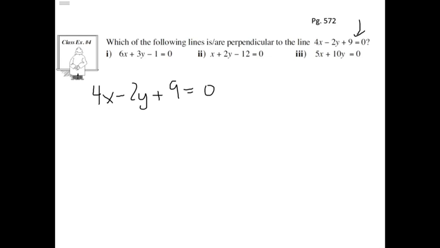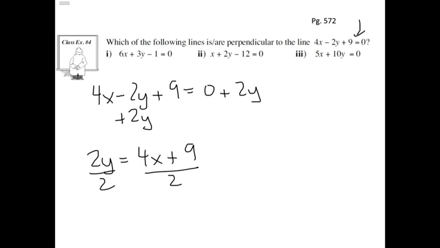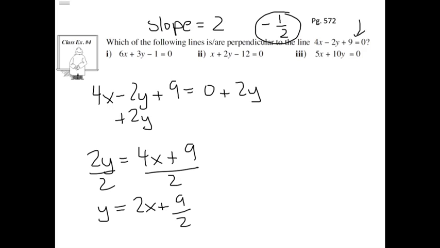Let's move the y over. So we're going to add 2y on both sides. What you're left with is 2y = 4x + 9. Divide this by 2, divide this by 2. We know that y = 2x + 9/2. That means that our slope is 2, and if we want a perpendicular slope, we're going to have to look for -1/2. That's what we're looking for.